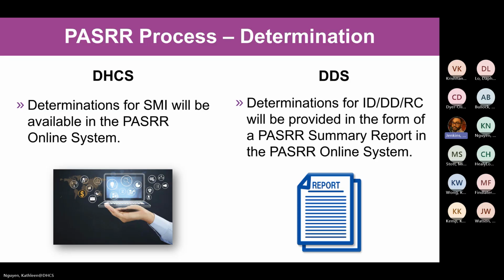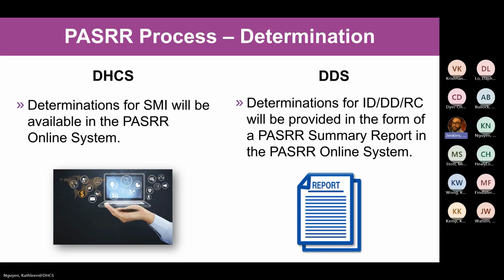For DDS, it is the PASR summary report. So that is the IDDRC determination. So once the regional center is done with their level 2 evaluation, they send it over to DDS, and then DDS staff upload that document into the PASR system for the case. So once the case is closed, once everything is done, you guys should be able to find the summary report and determination under the same case.